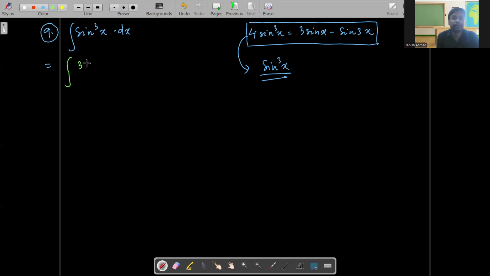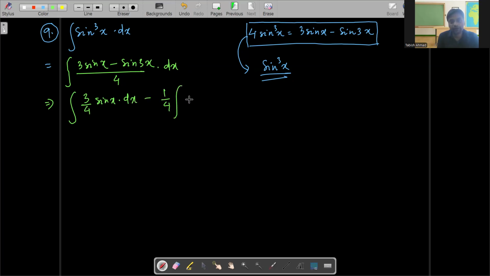That will be 3 sine x minus sine 3x divided by 4 dx. We can separately integrate now. So integration of 3 by 4 sine x dx minus 1 by 4 integration of sine 3x dx. Okay, so 3 by 4 will come out. What is the integration of sine x? That is negative cos x. So negative cos x. Done.